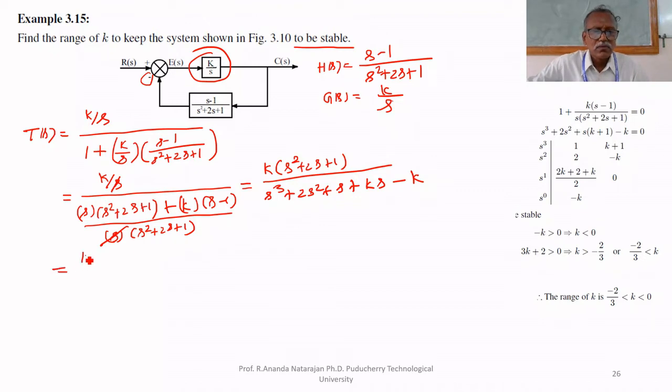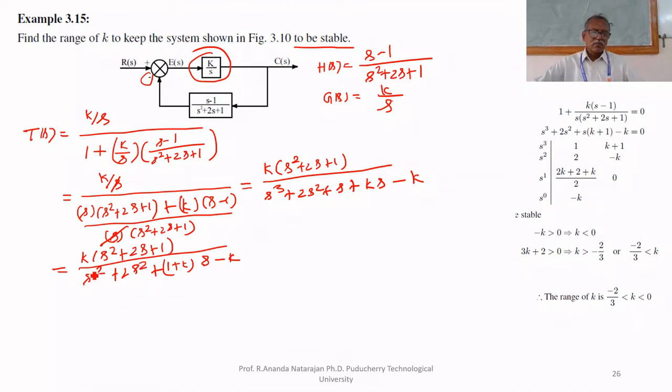That is equal to K multiplied by S square plus 2S plus 1 upon S cube plus 2S square plus 1 plus K multiplied by S minus K. So, the characteristic polynomial is the denominator. This is the characteristic polynomial. The roots of the characteristic polynomial must be on the left-hand side for a stable system.